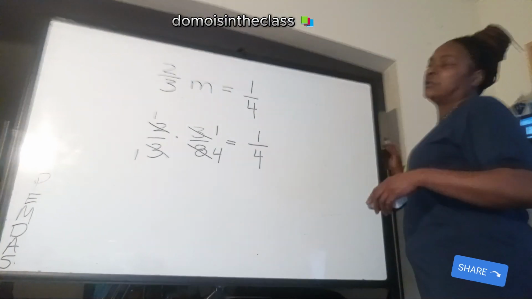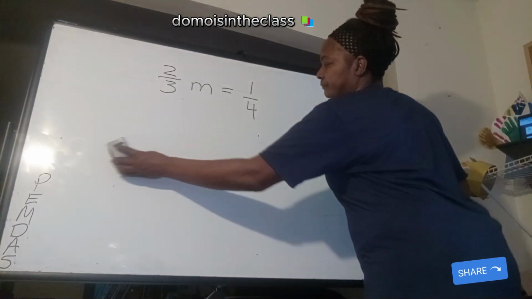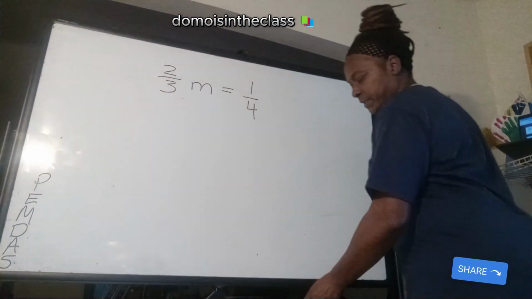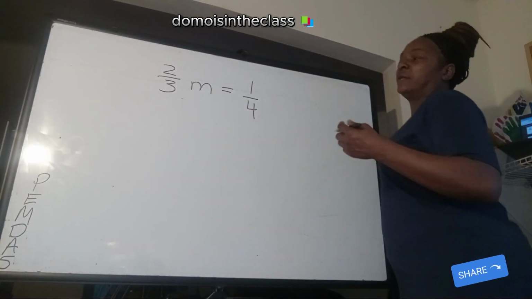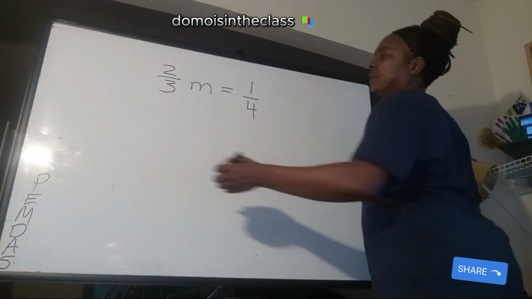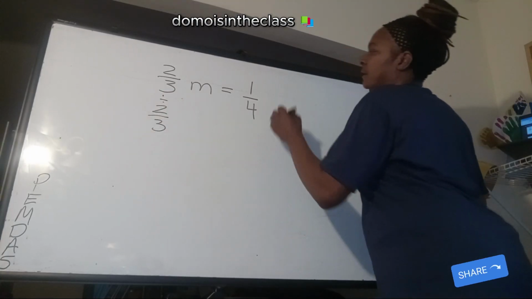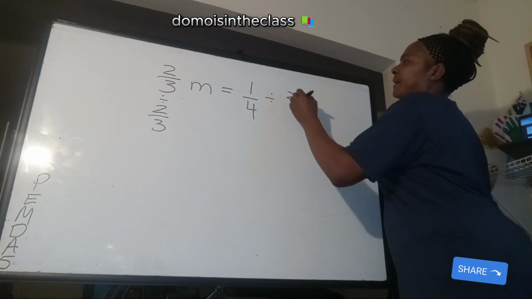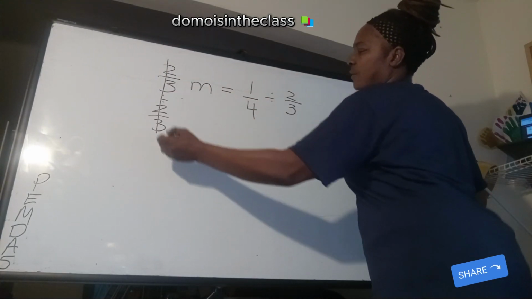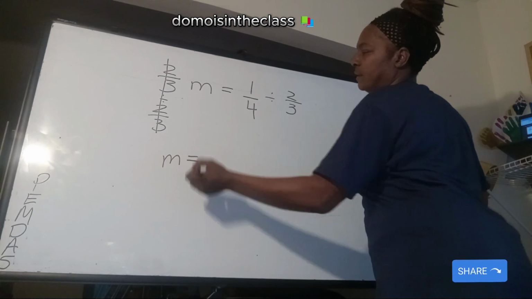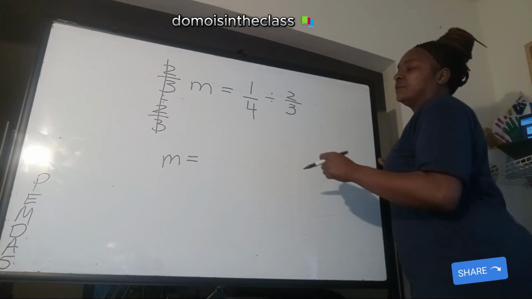So just like I showed you the last time, I did this way first. Now, I'm going to do it where we divide. So, again, this means multiplication. So, to get the answer, we must do the opposite. So, we're going to divide by 2/3. That means we divide this side by 2/3. We cross this out. We have our m equals. And with division, we can't do that. We must do the reciprocal.